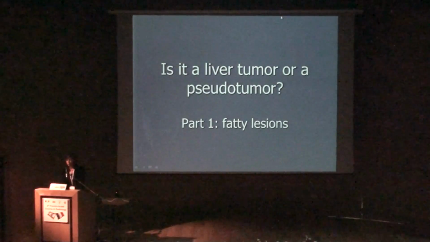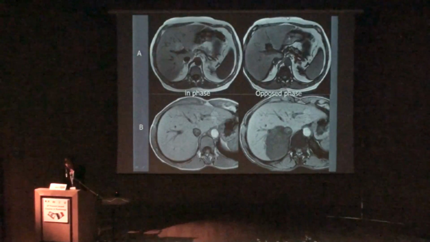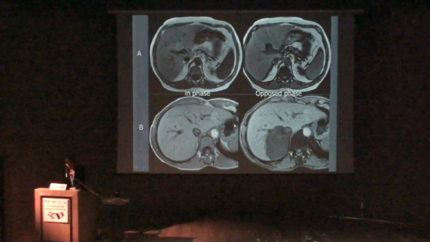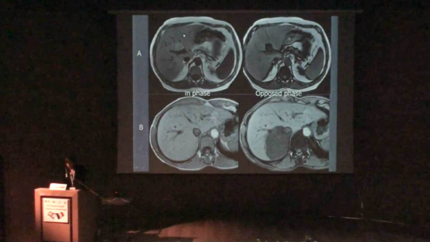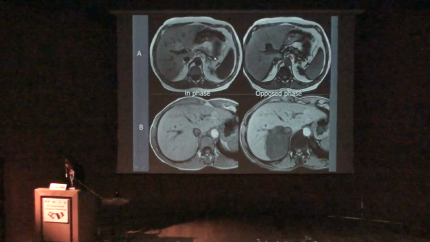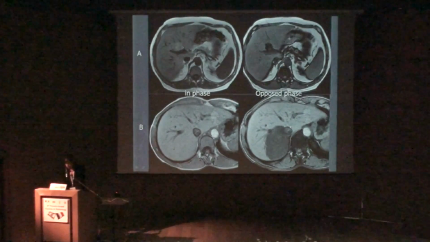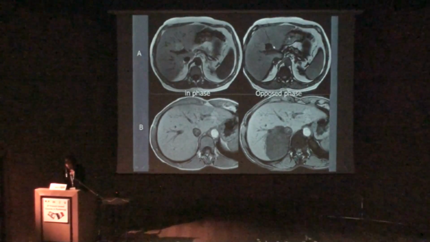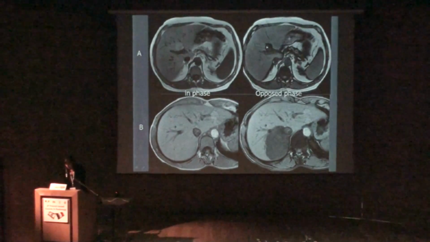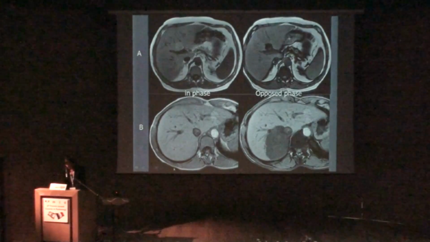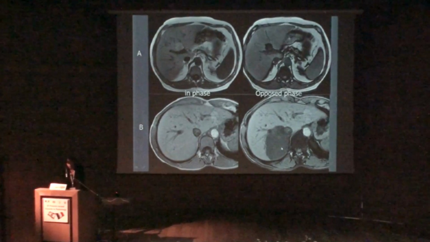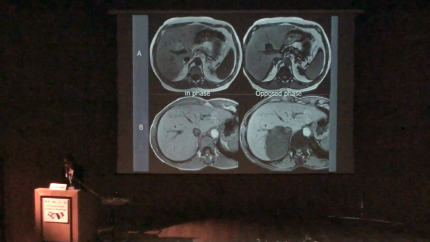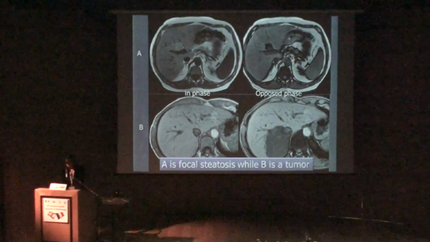So if we start with the fatty lesion, let me again show you a case. Two different patients. On the top, patient A. On the bottom, patient B. Both patients had MR. This is in phase, and these are opposite phase. In both cases, we see here a drop in signal intensity. So here there is fat, and here there is fat. What do you think? Are these two patients, have they got tumors or not?